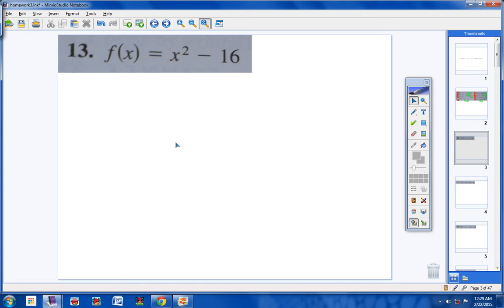Here we go. First of all, to find the vertex, we're going to use negative b over 2a. There is no b term, there's no x term, so I know I'm going to have 0 up top, and your a term is a 1 here in front of the x squared, so 2 times 1, so we're going to get 0, okay? So the vertex so far is 0, comma, and we know it's going to be negative 16, because if you put a 0 in for x squared, 0 times 0, 0 minus 16 is negative 16, okay? Now, so we're doing pretty good so far.